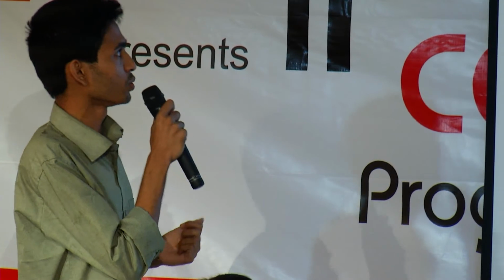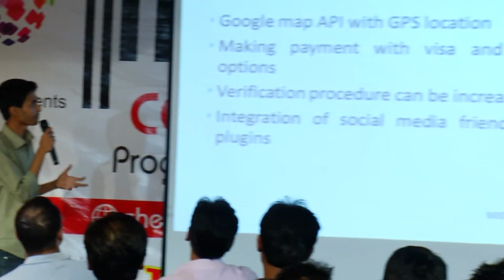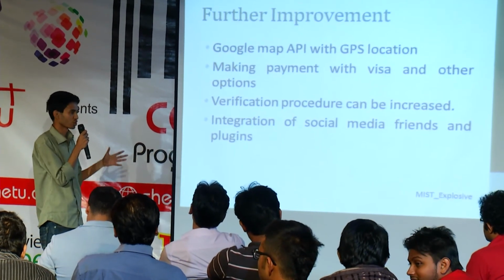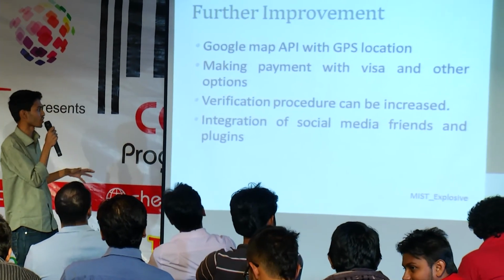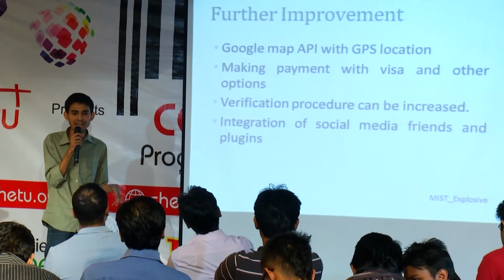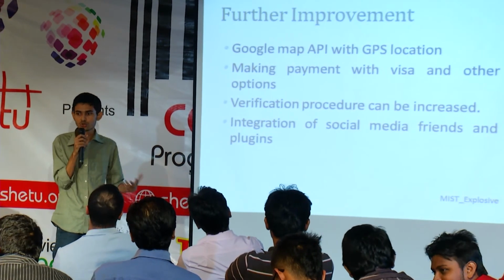For further improvement, we couldn't do the Google Map API with GPS location, and making payment with Visa and other options. The verification procedure can be increased, like Facebook sync and all other options. Integration of social media, friends, and plugins like graph search and all those, including that, so that we can also make a status about where you're going, if you wish to share that data.